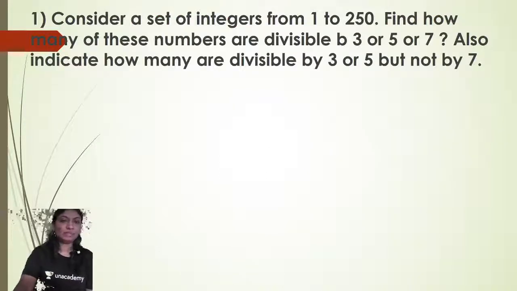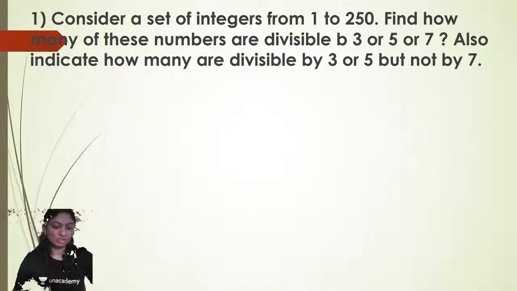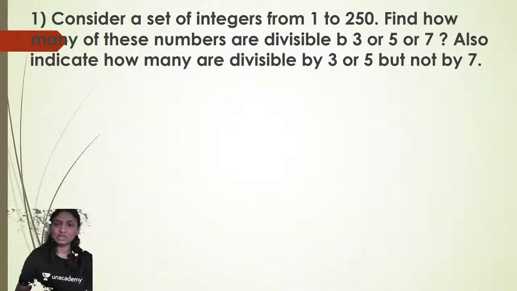Now, by using this cardinality of sets concept, we will solve some examples on how to find the number of elements present in a given set with the given condition. Consider the set of integers from 1 to 250. Find how many of these numbers are divisible by 3 or 5 or 7. Also indicate how many are divisible by 3 or 5 but not by 7.